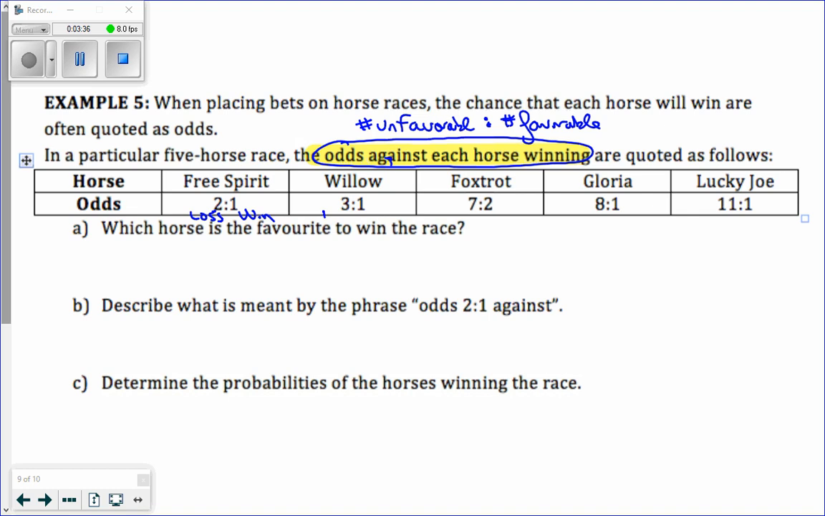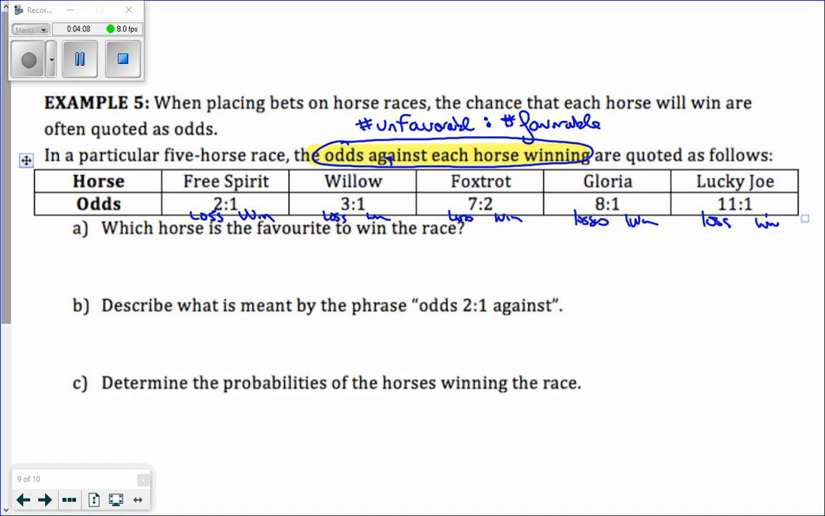Willow is going to have 3 losses for every 1 win. Foxtrot will have 7 losses for every 2 wins. Gloria will have 8 losses for every 1 win. And Lucky Joe will have 11 losses for every 1 win. He's not so lucky, okay? So it's loss to win. Which horse is the favorite to win the race?